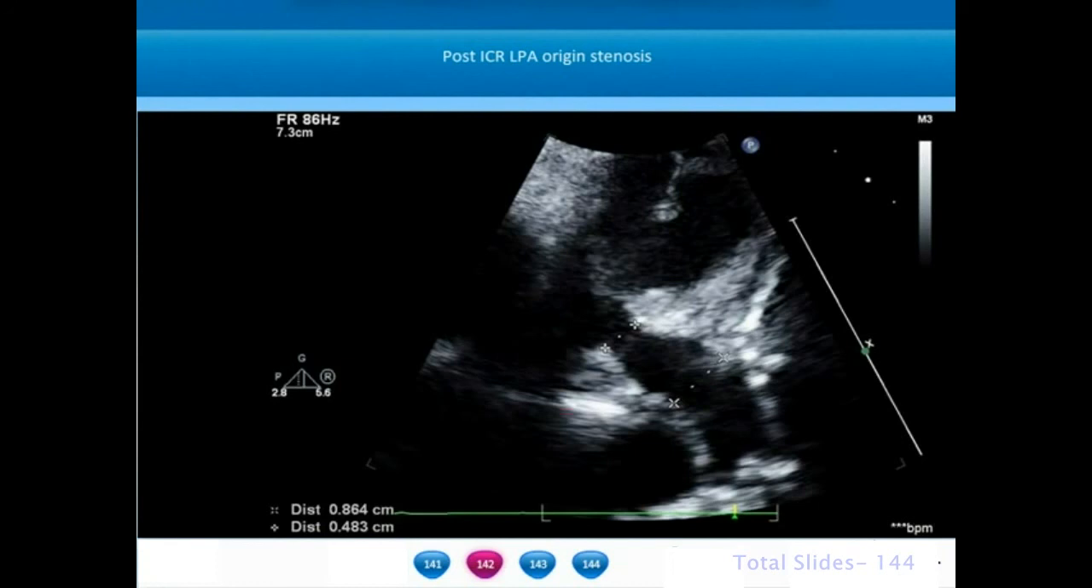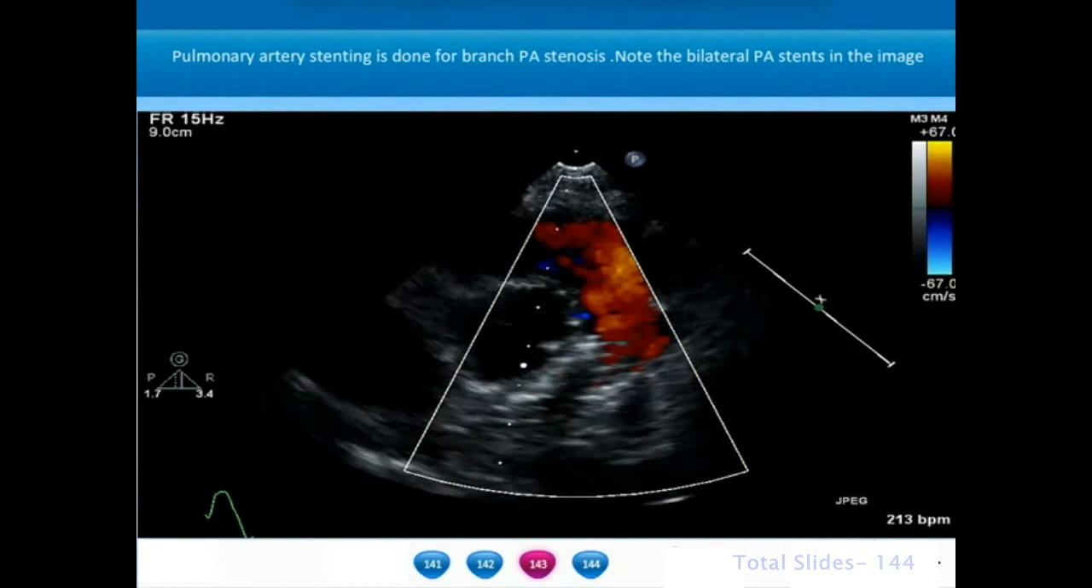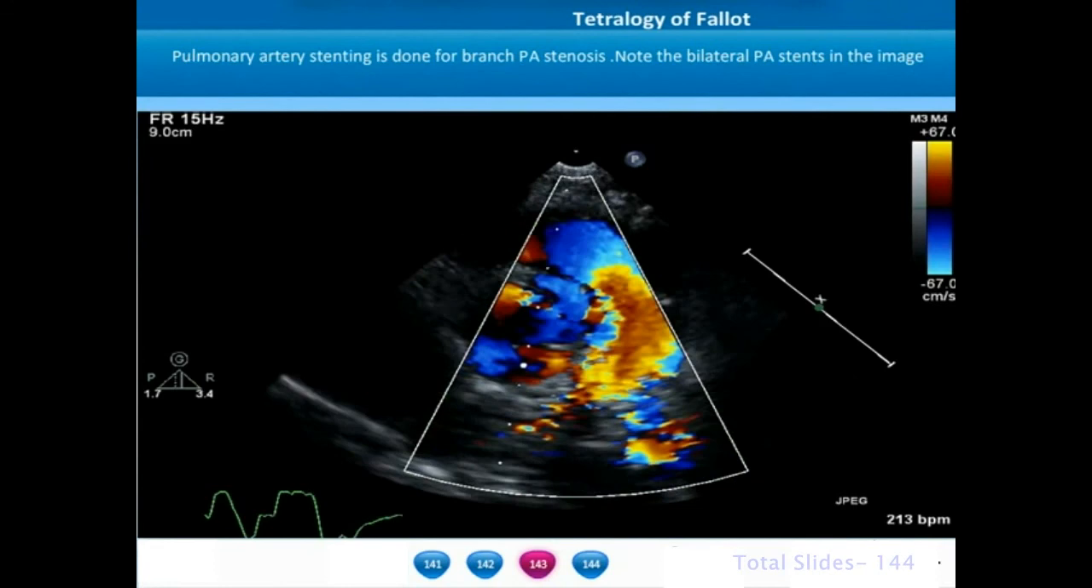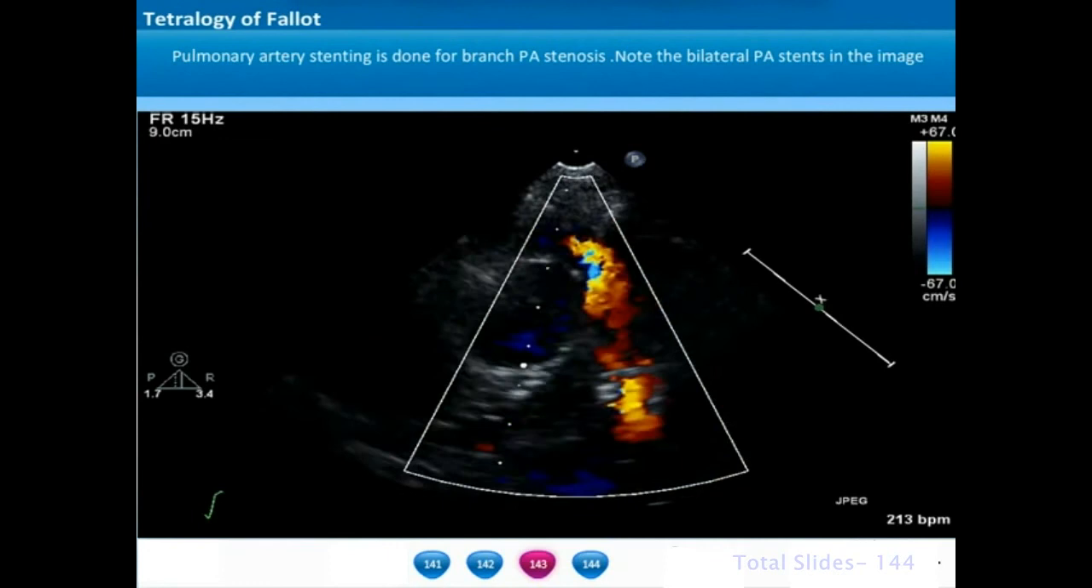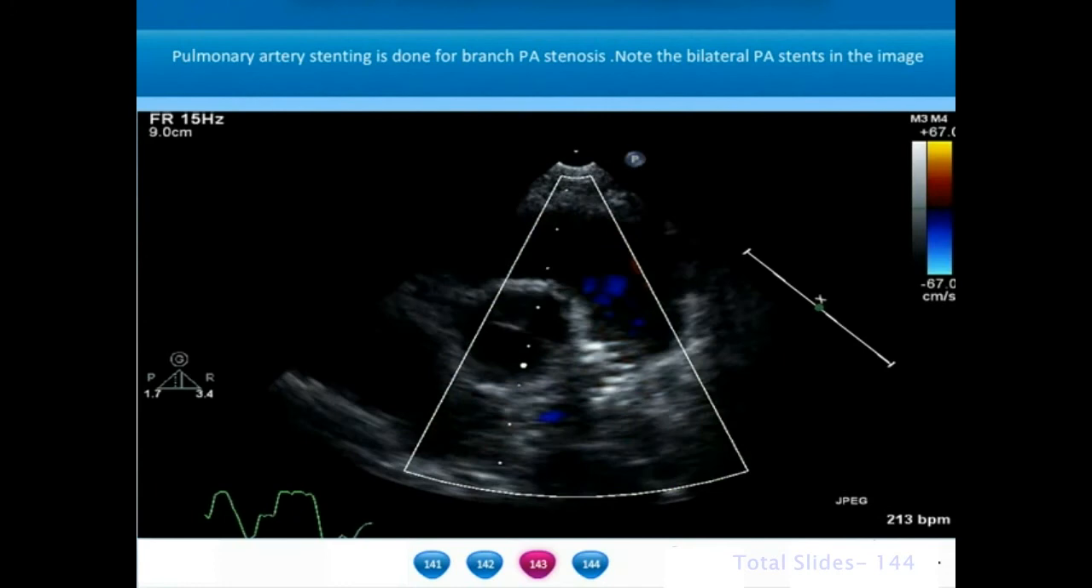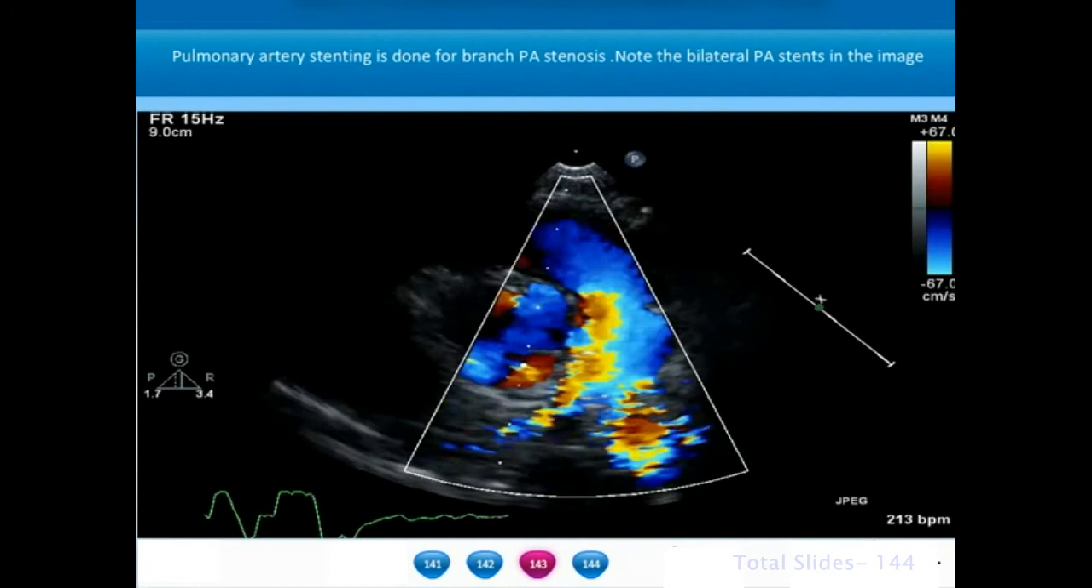The parasternal short axis view of a patient who had a severe bifurcation narrowing and was palliated with stents in both the origins of the right and left pulmonary artery is shown here. We can appreciate the free pulmonary regurgitation. However, there is no gradient across the pulmonary artery stented region.